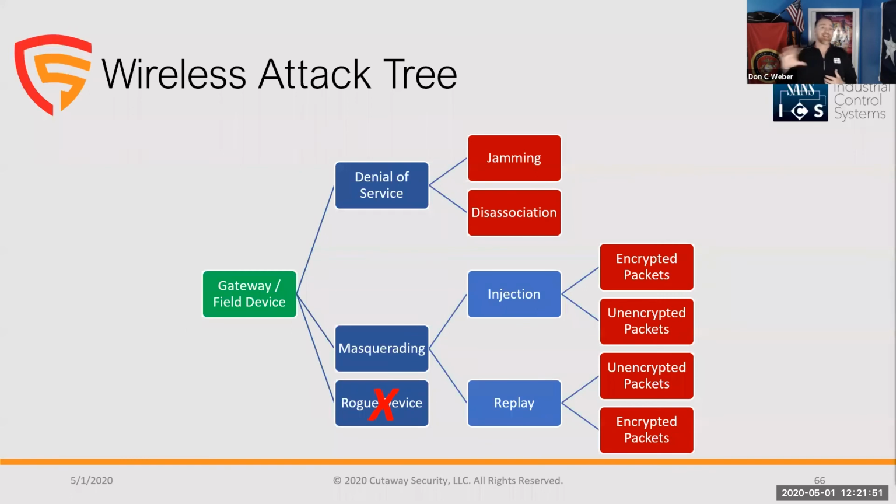So taking that attack surface, now we can start building an attack tree. What are the ways that people are going to try to leverage those things against our devices? And there on the left, we can see the gateway and the field devices. The next block over, we see denial of service, masquerade, and rogue devices. So those are going to be our attack surface.